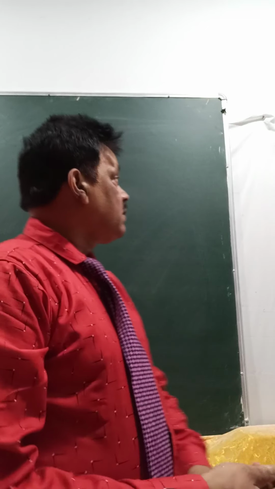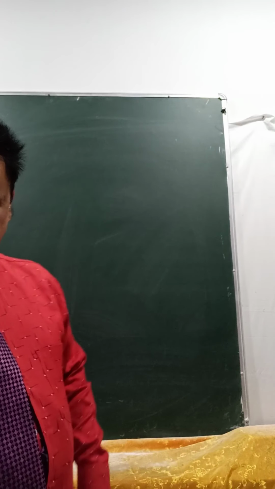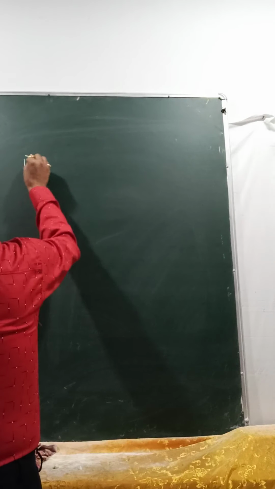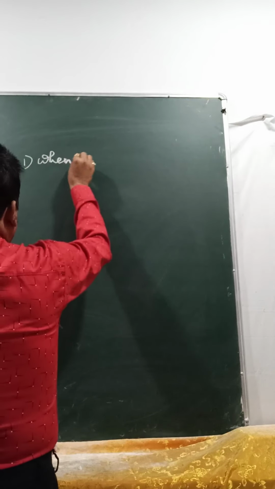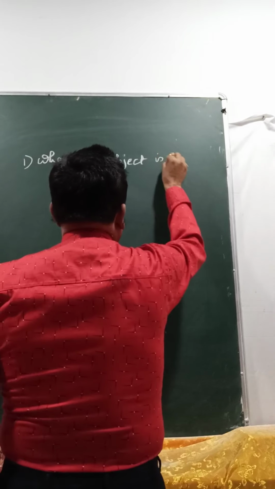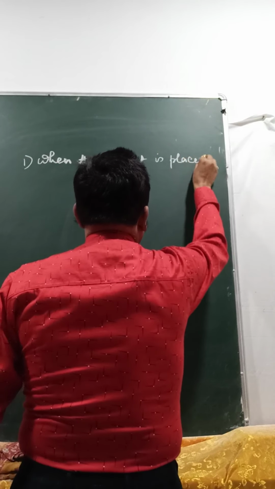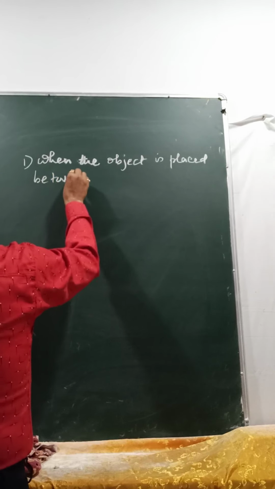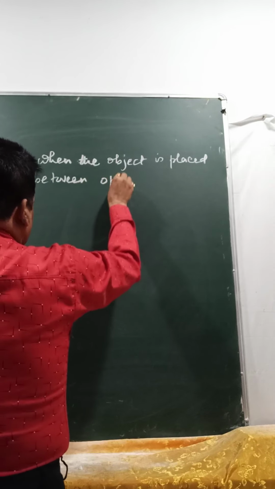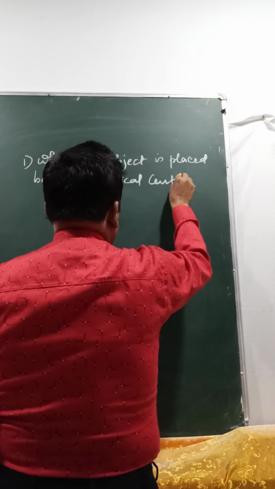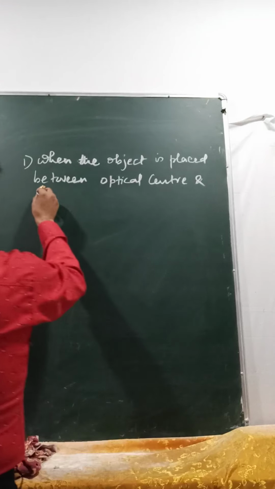Today again I will continue with the formation of image in the convex lens. The last one is when the object is placed between optical center and focus.